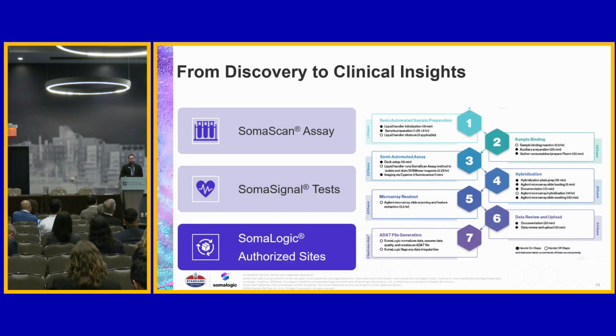And then we have our SomaLogic authorized sites. These are opportunities to set up SomaScan in your own labs and run the samples yourselves with the protocols, buffers, and equipment that we give.